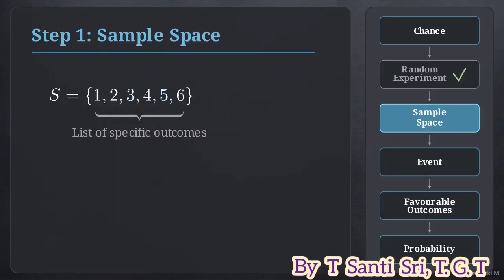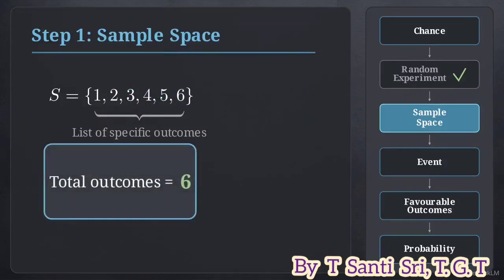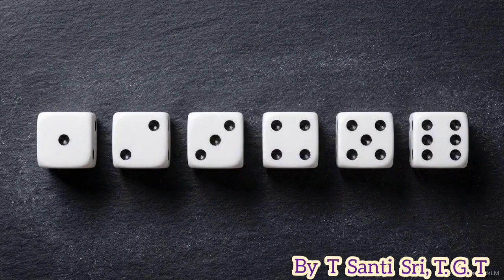Once you have listed the set, count the items and record that value. We have exactly 6 total outcomes. Mapping the sample space allows us to account for every possibility. The random die roll is now a fixed set of data.